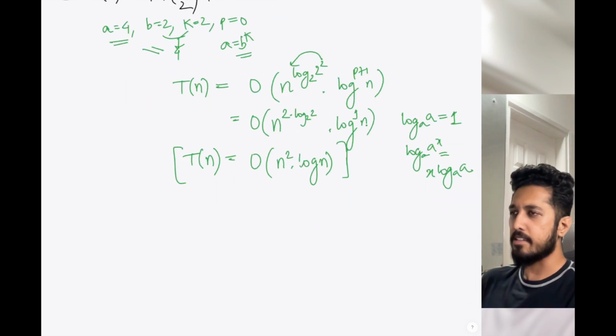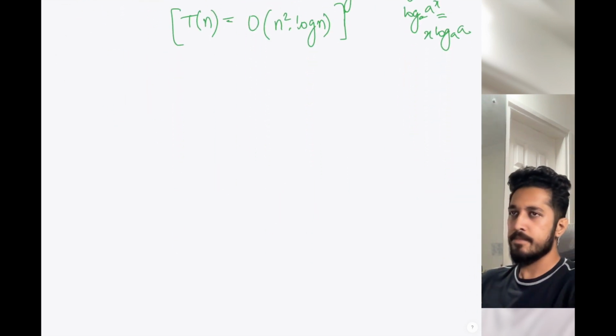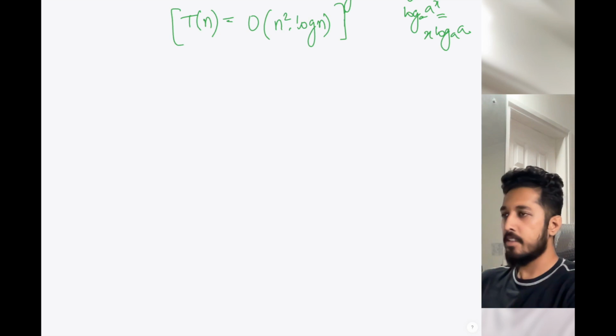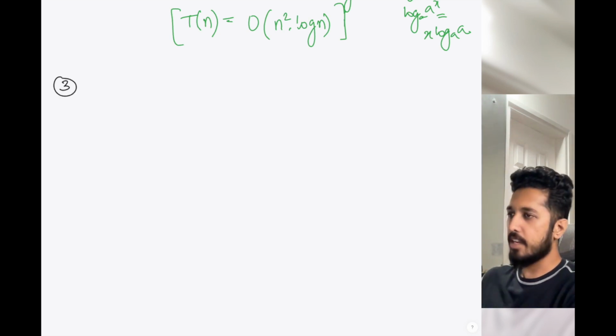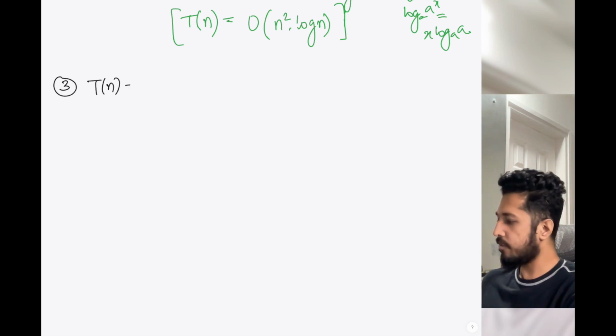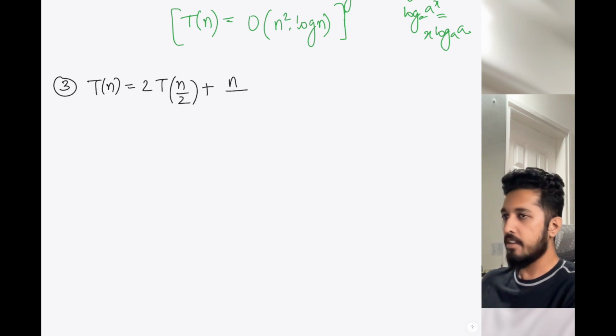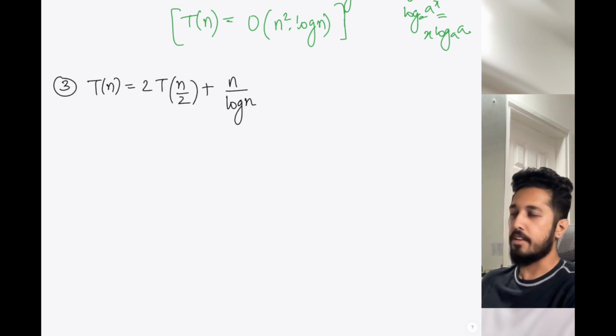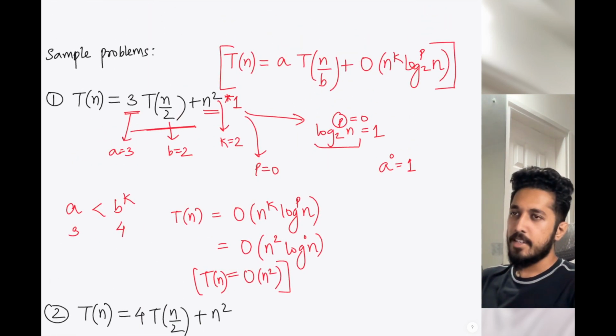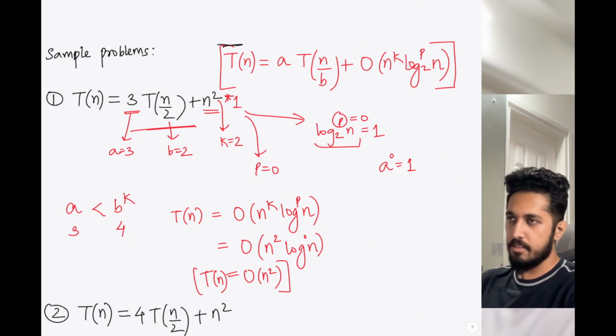Let's take another example. Let's take the third sub problem. Let's say we are given again T of n equals 2T of n by 2 plus n by log n. Now if we try to compare this equation with the master theorem equation, do you think this is similar?